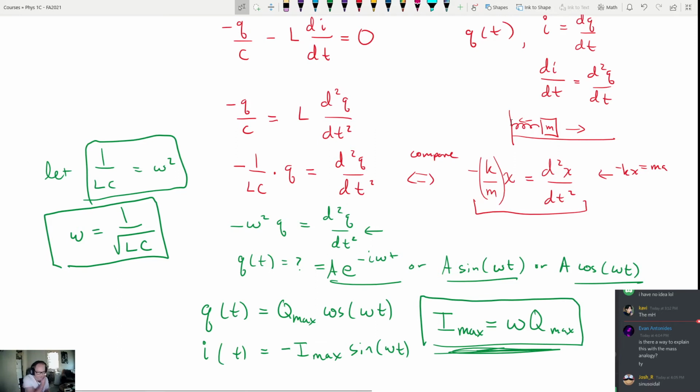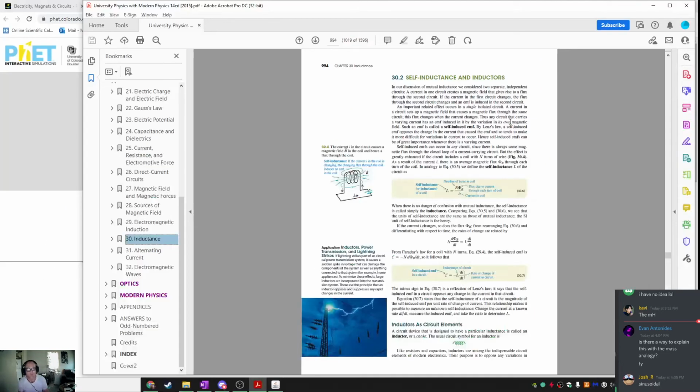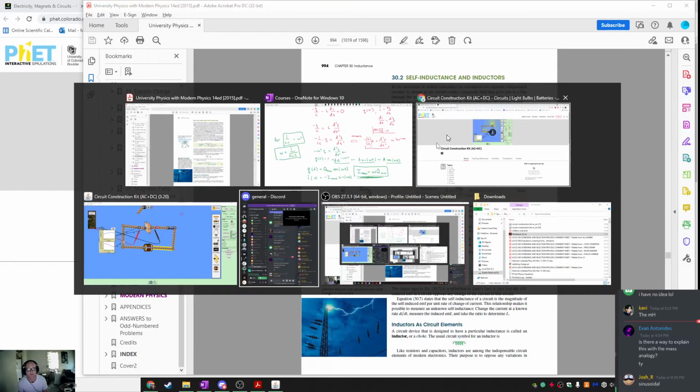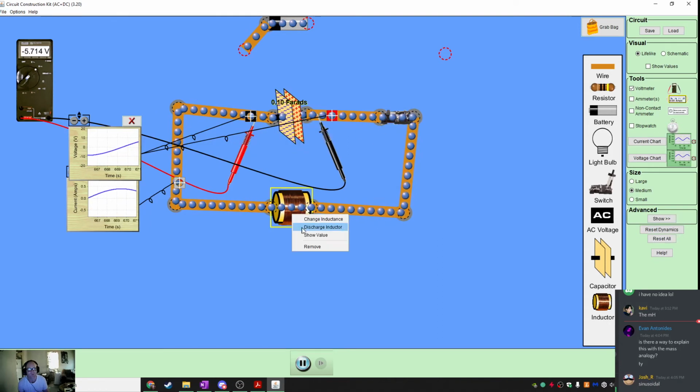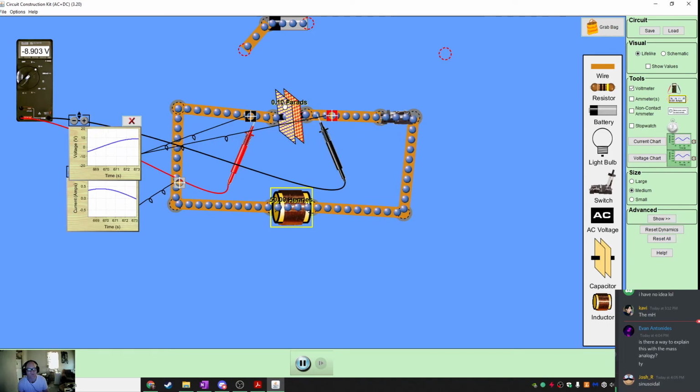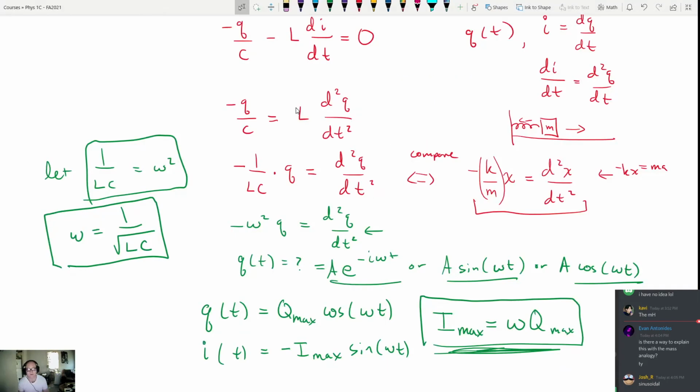All right, good. Running out of time, but we can calculate the frequency here if we want to, and we can see if this is doing a very good job of this. So let's look at these. Here we go, show value. So 50 henries and 0.1 farads, right? 50 henries and 0.1 farads.